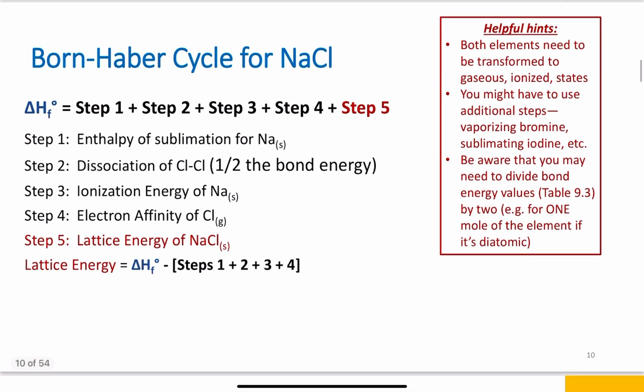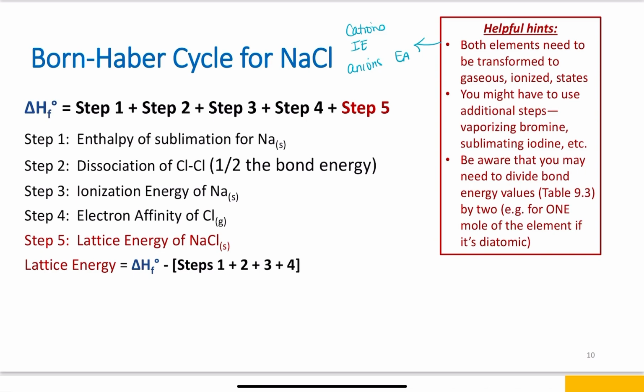So, looking at it mathematically, helpful hints. Both elements need to be transformed to gaseous ionized states. For cations, you're going to look up their ionization energy, because ionization energy is the amount of energy required to remove an electron from an atom in a gaseous state. For anions, you're going to look up the electron affinity, because electron affinity is the amount of energy either released or needed to give an electron to an atom in its gaseous phase.